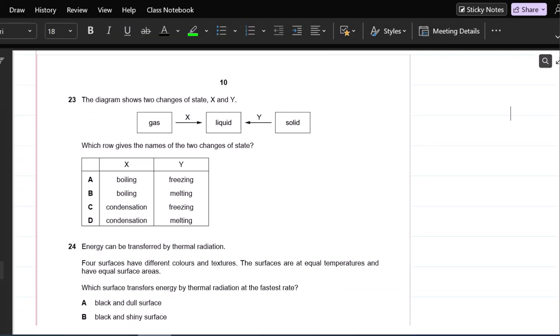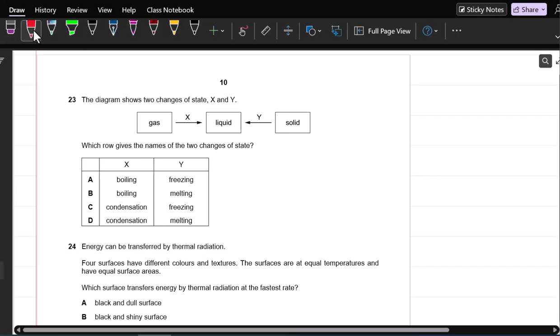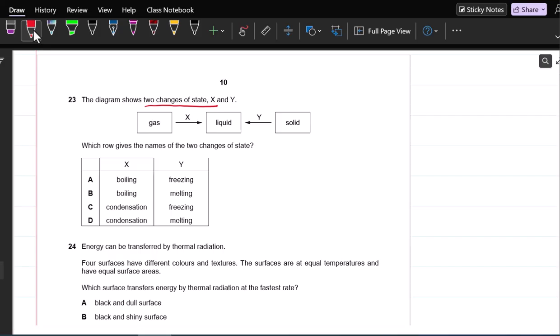Okay, students, now we are on question number 23. The diagram shows two changes of state, X and Y. You can see here, from a state of gas to liquid, when we go, this process is known as condensation. This process is going to be named as condensation.